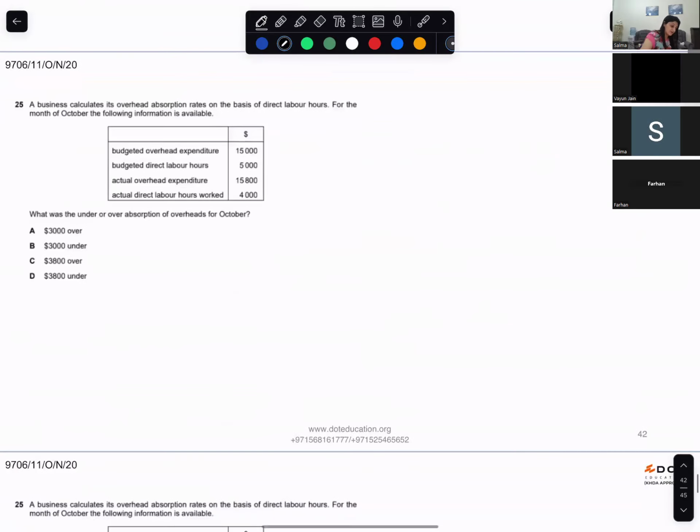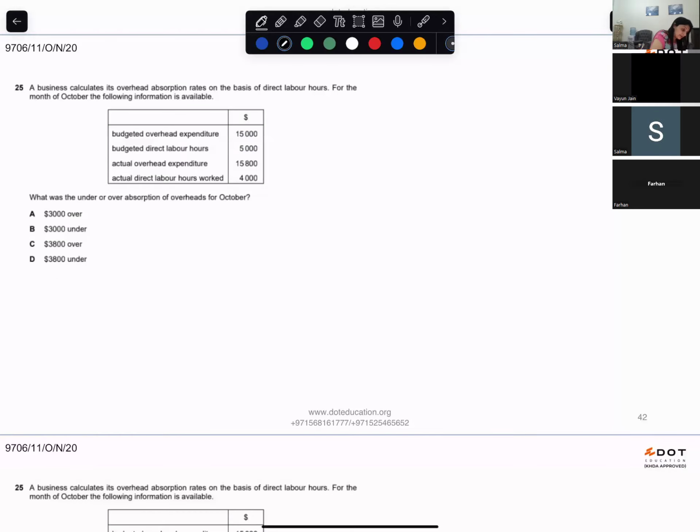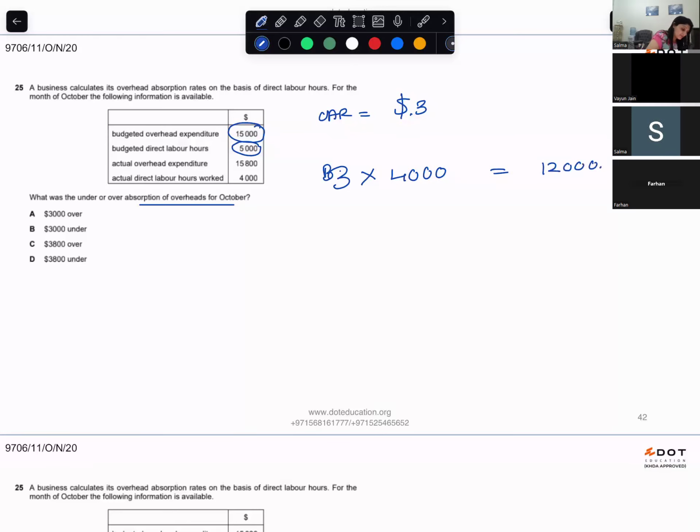This is your favorite one. Under absorption or over absorption, you have to calculate. Okay, fine, miss. Calculate OAR. Budgeted overheads divided by budgeted activity level. So 15,000 divided by 5,000. You get 3. And then 3 into 4,000. Budgeted OAR into actual activity level. You get 12,000. Actual is 15,800. Net you get under 3,800. So it is 3,800 under absorbed. Option D.